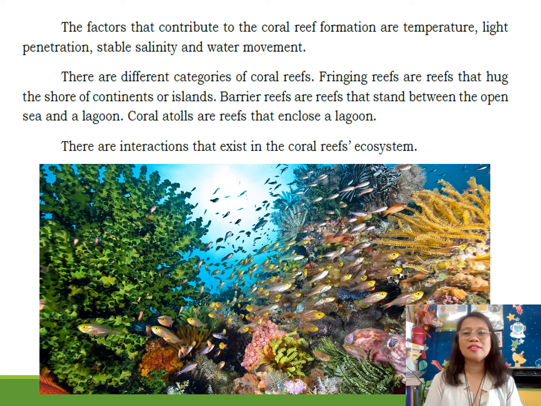There are different categories of coral reefs. We have the fringing reefs. These are the reefs that hug the shore of continents or islands. They are just at the edge, right near the shore.